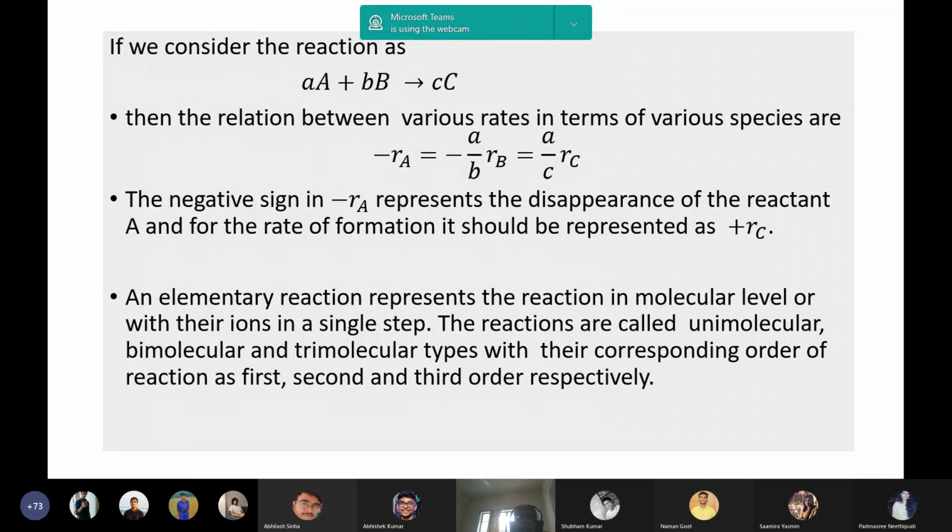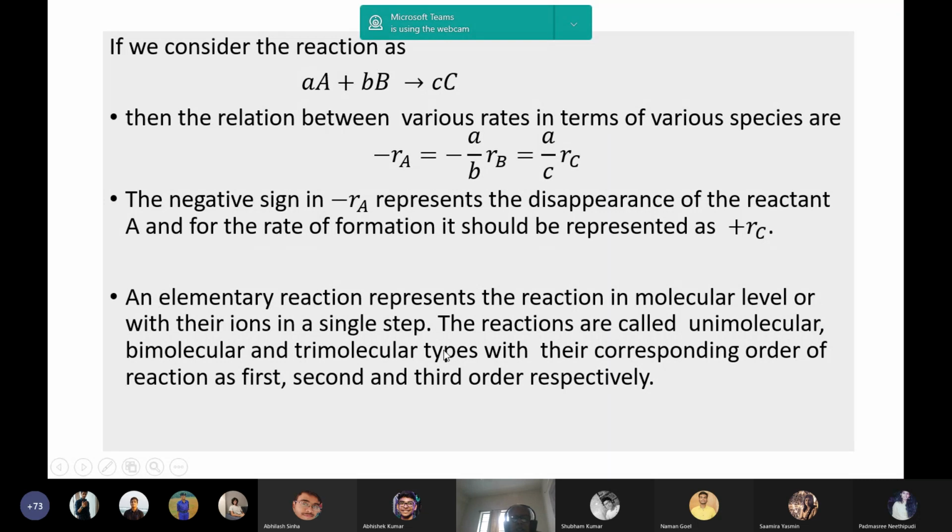In a problem, it may be given in a different way. Say it is given as formation of C, but in the mole balance we need RA. So RC should be converted to RA by multiplying a by c from the stoichiometric ratios.